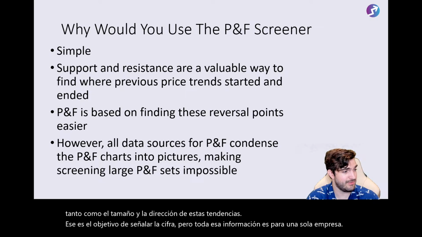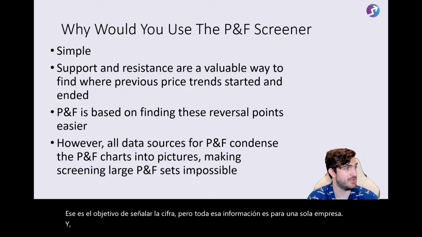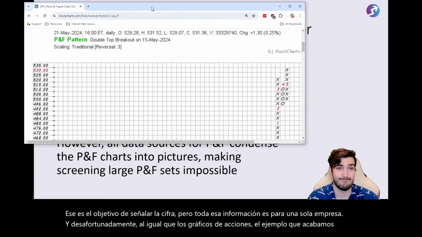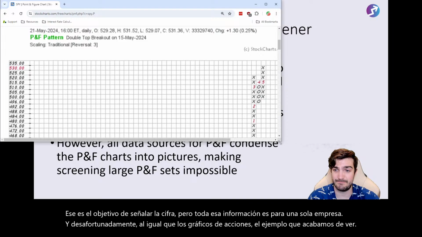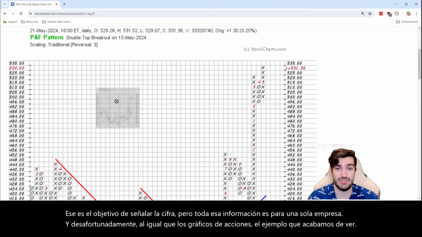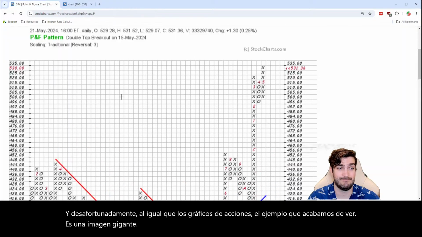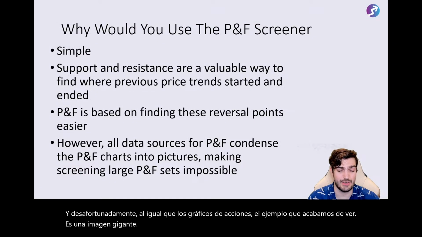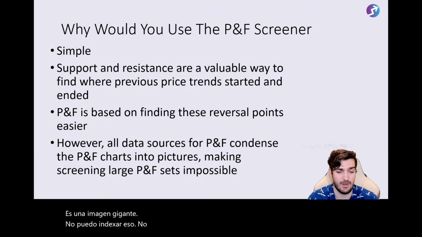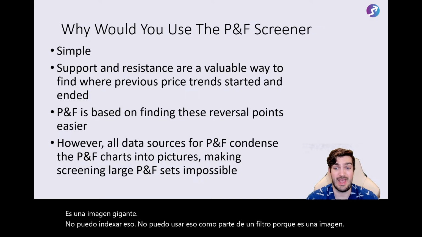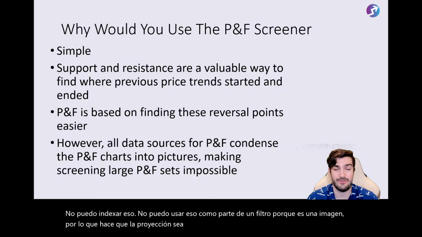And unfortunately, just like stock charts, the example that we just took a look at, this chart is a giant picture. I can't index that. I can't use that as part of a filter because it's a picture. So it makes screening a large number of charts basically impossible. So our screener changes that.